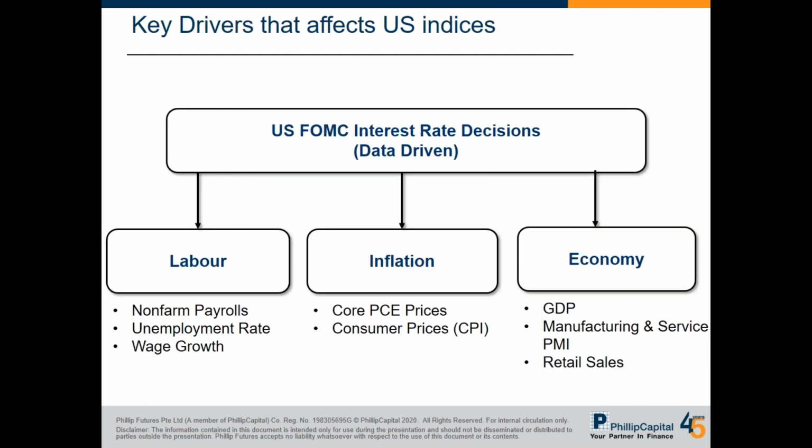So the key drivers that affect US indices, we actually bring them down. It's actually quite data driven. So in terms of data, we categorize them into three main categories: labor, inflation, and economy. For labor, we are looking at unemployment rates, etc. For inflation, we are looking at what the inflation rate is like and whether the cost of living, etc., is still affordable. And lastly, the economy, whereby we're looking at their GDP numbers, their PMI numbers, etc.